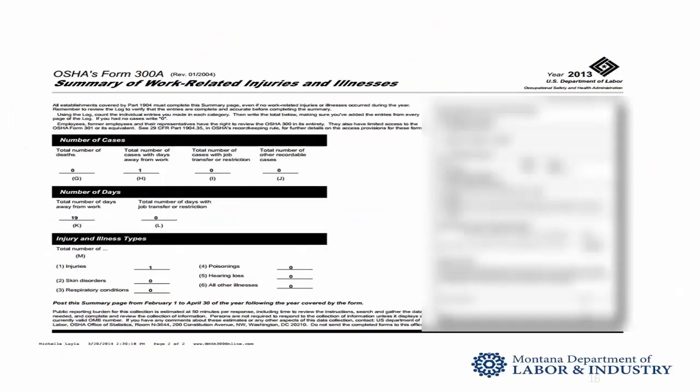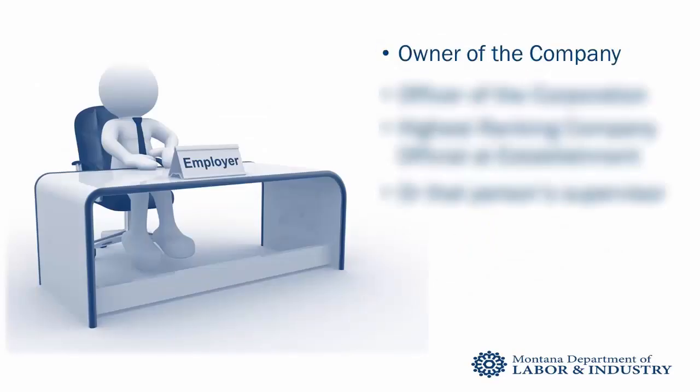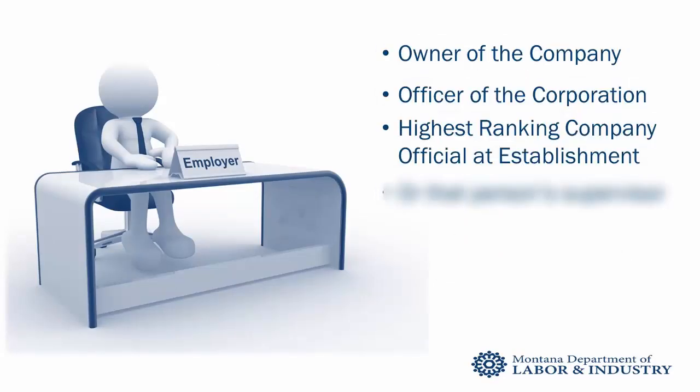On the right side of the Form 300A, fill in the establishment information. Also in this section of the form, a company official must certify that the entries on the summary are true, accurate, and complete. The certifying official must be the owner of the company, an officer of the corporation, the highest-ranking company official at the establishment, or that person's supervisor.